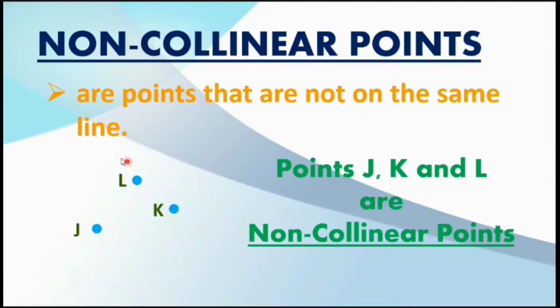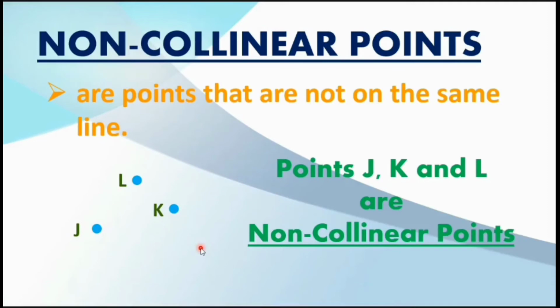In the same way, pag nag-drawing tayo dito ng line, maaaring point L and point K are collinear, pero kung kasali si point J, meaning these 3 points are non-collinear points.